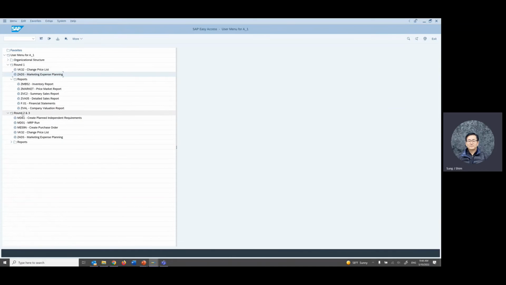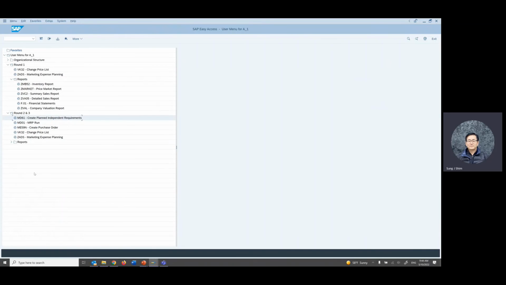And then in round 2, they will add 2 more transactions, MRP run and purchase order. MRP, materials requirement planning, is the prerequisite to purchase order. So at the end of round 1, most of the teams or companies may have sold out those 6,000 units. Then it is time to purchase more in round 2.